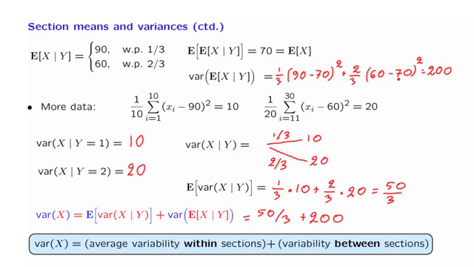So the overall randomness in the test scores can be broken down into two pieces of randomness. One source of randomness is that the different sections have different means. The other source of randomness is that inside each section, the students are different from the means of their section. And these two pieces of randomness together add up to the total randomness of the student scores as measured by the variance of the entire class.